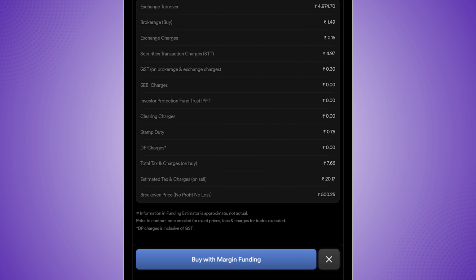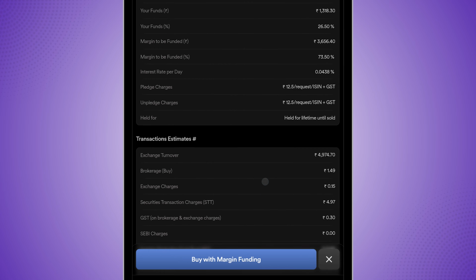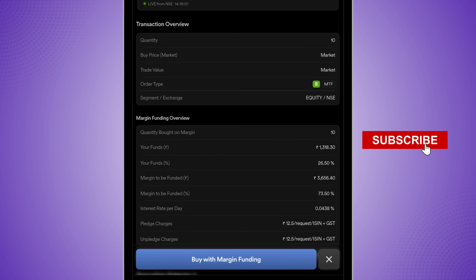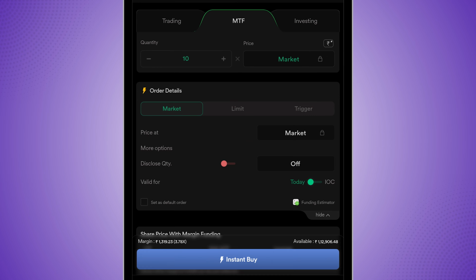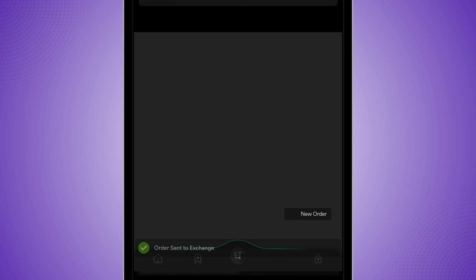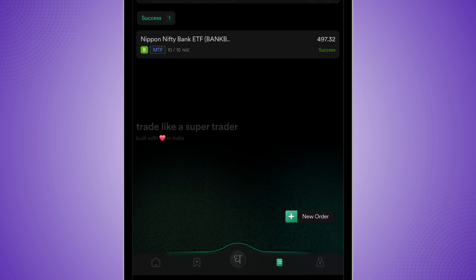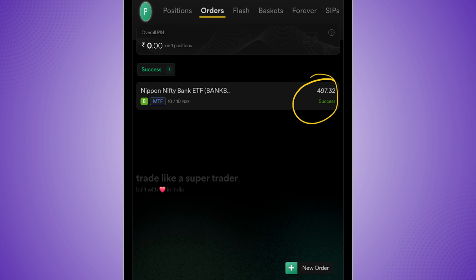Now, there are some other transaction estimates over here, which basically give you the price, and it also tells you what your break-even point will be for this trade, which is currently 500.25. Now that that is out of the way, if I want to make this transaction, I can just go ahead and click on instant buy below. But after you make this purchase, there is one more important thing you need to know. So I'll click on instant buy over here to show you that this transaction has gone through, and you can see this is a successful buy transaction under MTF.